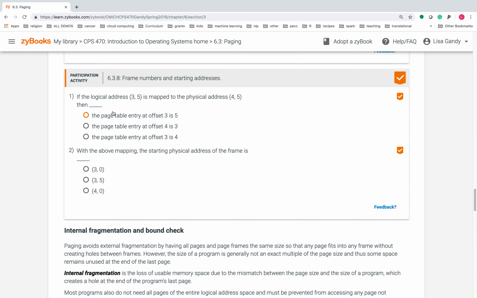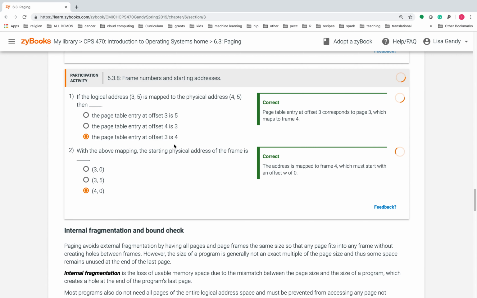They're kind of messing with their vocabulary. This is the page table. So let's try to figure out the page table entry at offset 3 is 4. Because we're basically going to go to index 3, and that's going to tell us frame 4 is where we should be looking for this page in memory. With the above mapping, the starting physical address of the frame is, it's going to be so the offset, the start would be at 0, and then 5 would be the offset.